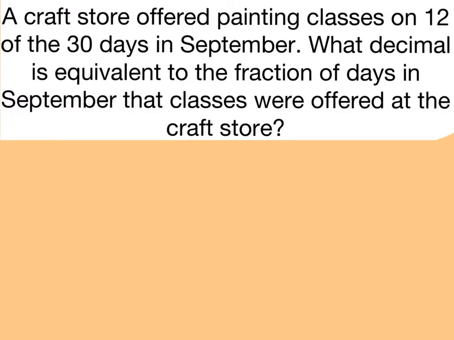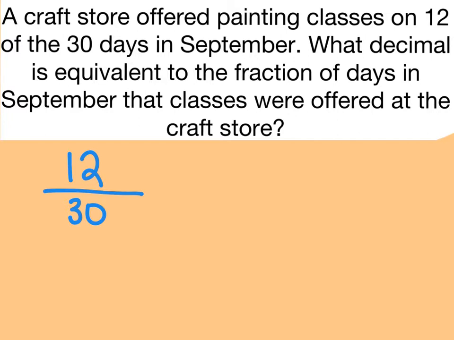Let's try a second example. A craft store offered painting classes on 12 of the 30 days in September. So they offered classes on 12 days out of the 30 days in the month of September. What decimal is equivalent to the fraction of days in September that classes were offered at the craft store? So the fraction would be 12 over 30. 12 days they offered classes out of 30 total days in the month.